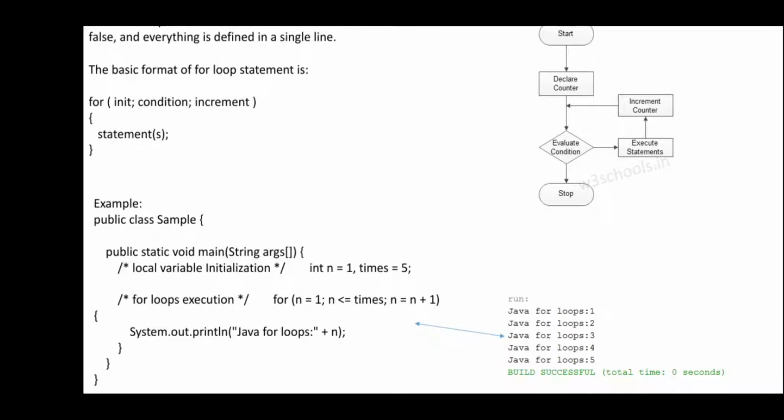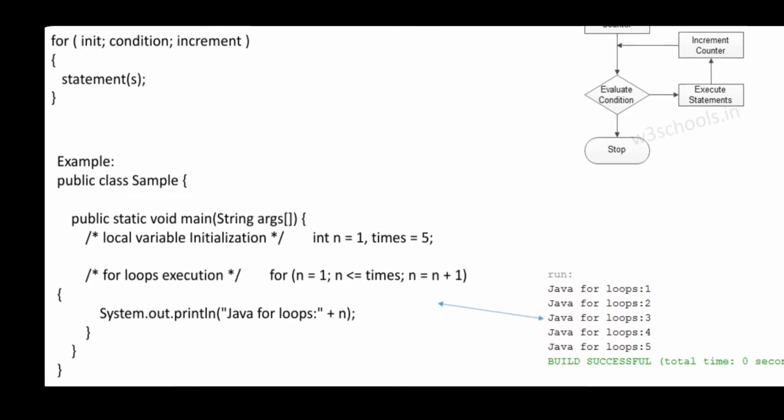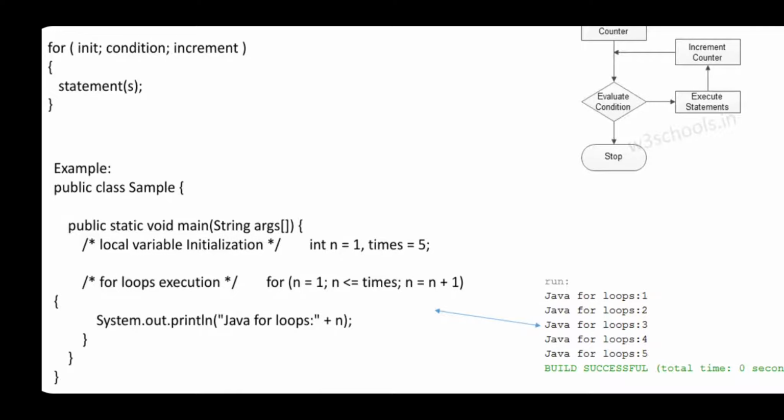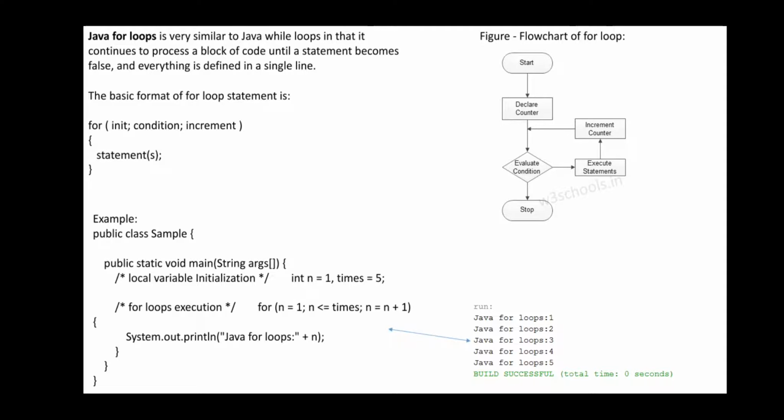So you can check with a simple example here. N is equal to 1, times equals to 5, where n is lesser than or equal to 5. Yes, execute 1 and n will be incremented by 1, that is n is equal to n plus 1. 2. Is 2 lesser than or equal to 5? Yes, execute 2. 3 is lesser than or equal to 5? Yes, 4, 5. Now it has been incremented by 1, that is equal to 6. Is 6 lesser than or equal to 5? No, which means it comes outside of the loop. That is the end of that particular loop.